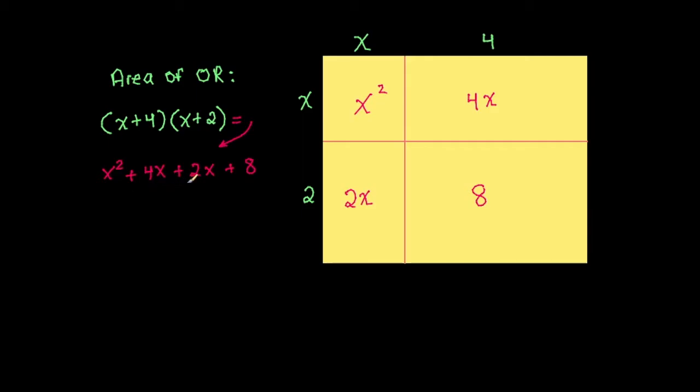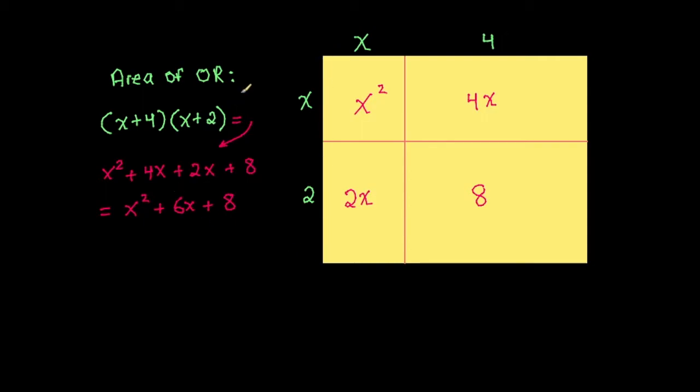Right, and there's something to simplify here. We have 4x plus 2x. So this is just equal to x squared plus 4 of something plus 2 of that same thing is just 6 of that thing. And then we have a plus 8 at the end. And that's it. So all this is telling us is the quantity x plus 4 times the quantity x plus 2 is just equal to this right here.